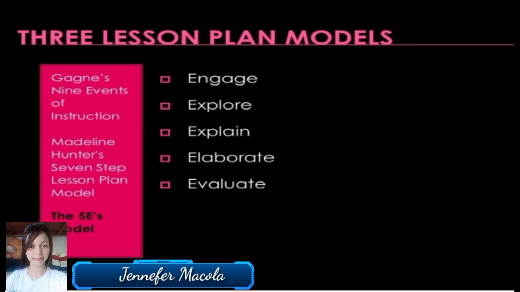And the last is evaluate. In the final phase, students evaluate or reflect, providing evidence of their new understanding of the material. In this phase, students evaluate through giving examinations or assignments or self-assessment.